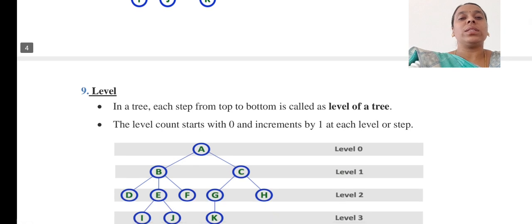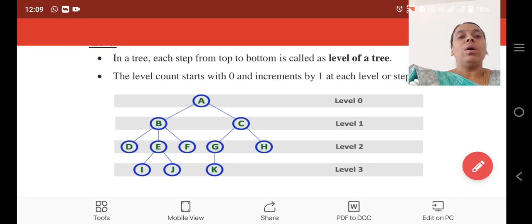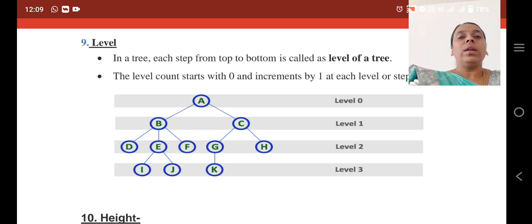The next one is the level. In the tree, each step from top to bottom is called a level of the tree. The level count starts with 0 and is incremented by 1 at each level.